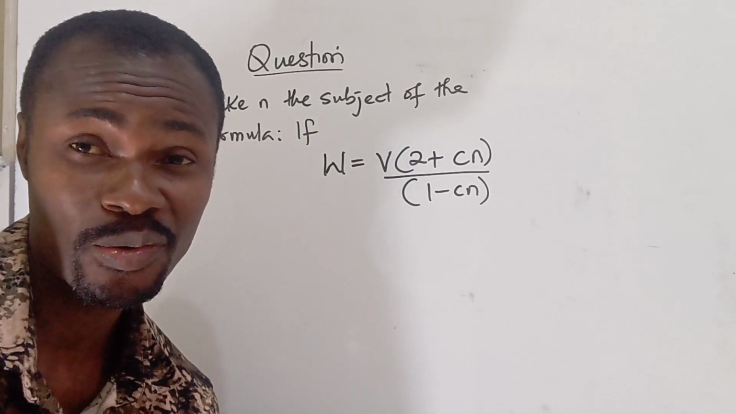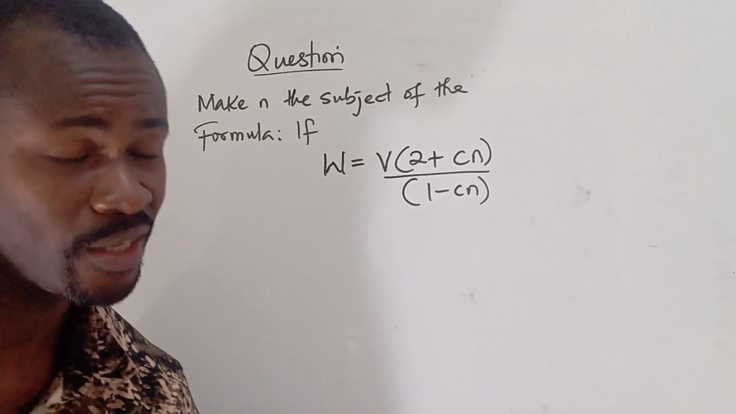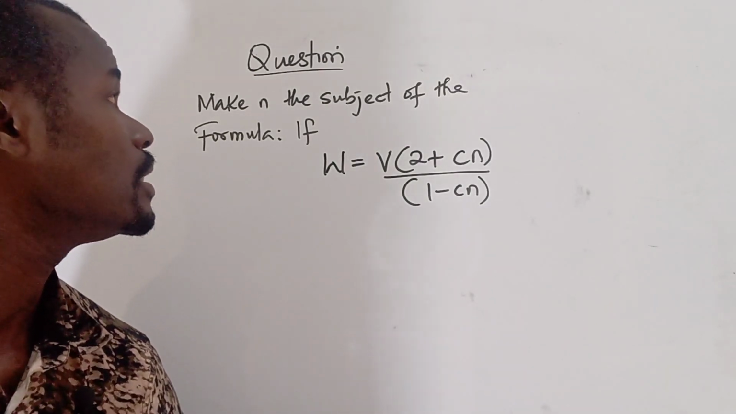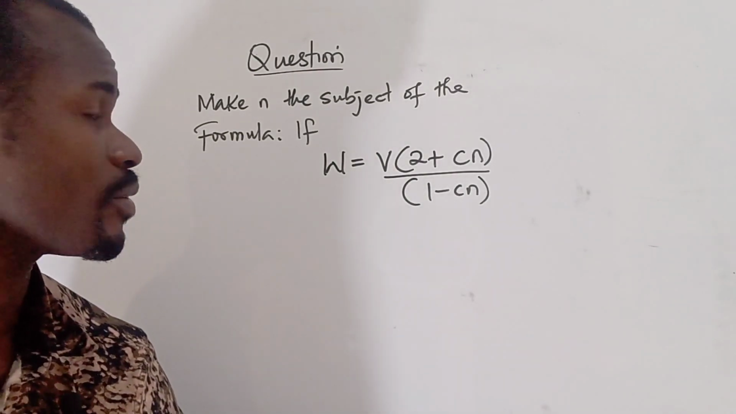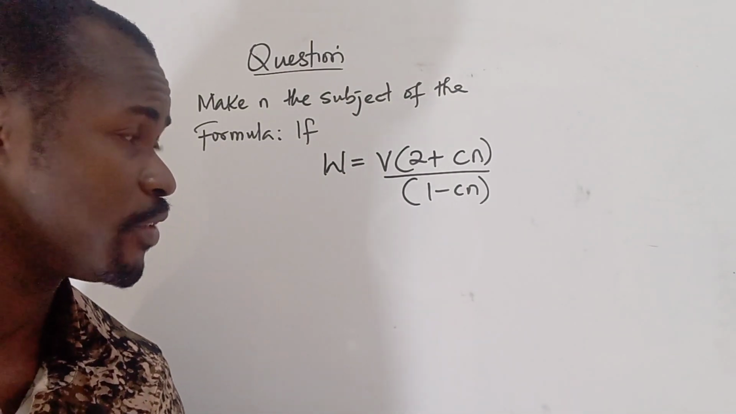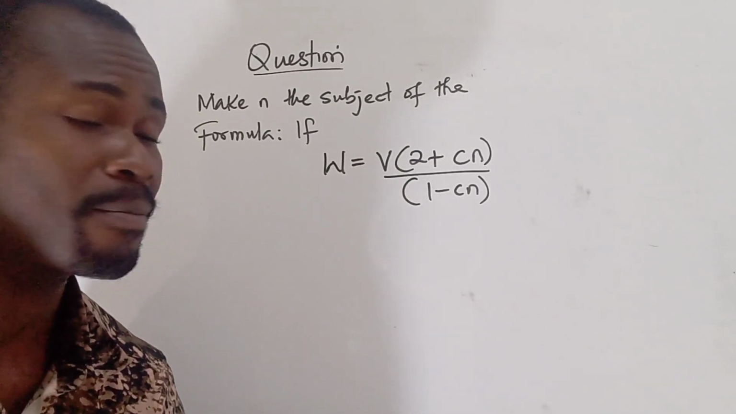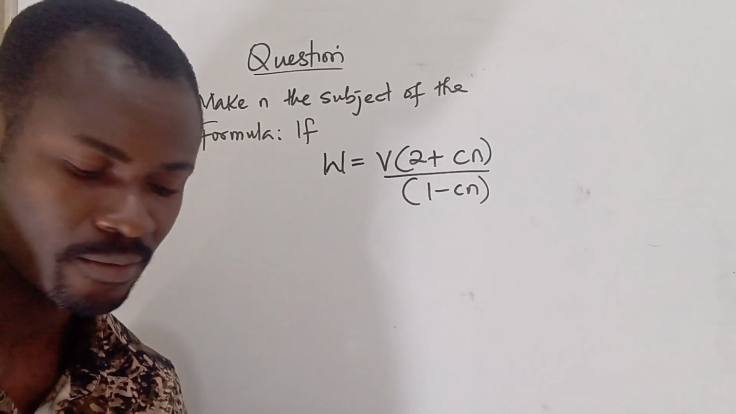Okay, so today we are going to be looking at a problem on subject of formula, transpose. The question says make n the subject of the formula if W is equal to V multiplied in bracket 2 plus Cn divided by 1 minus Cn in bracket.